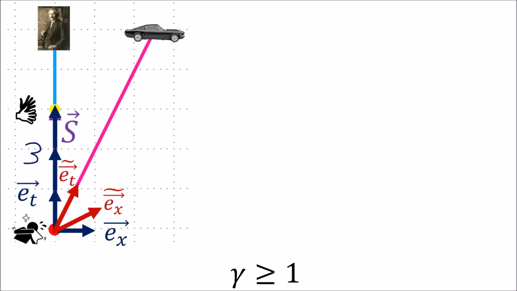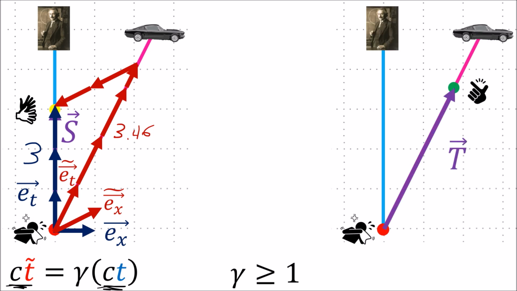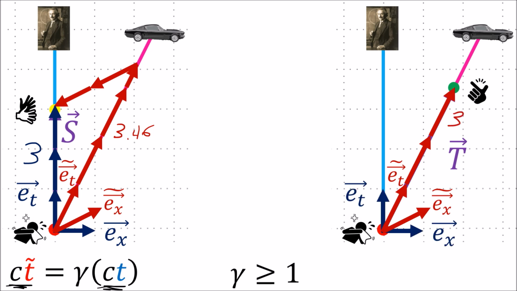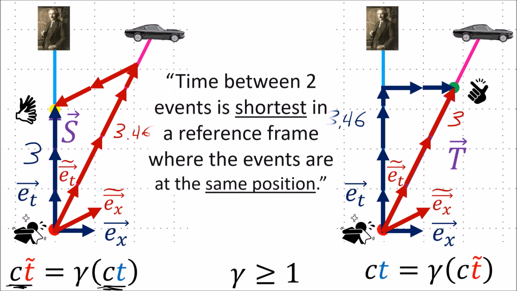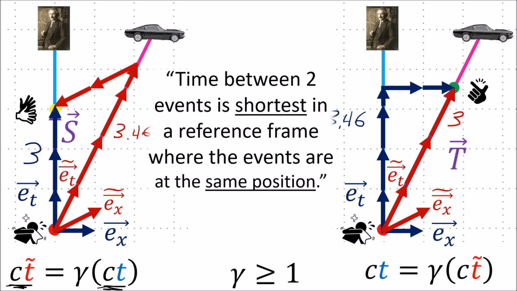In our space-time diagram, we can clearly see the s vector is made up of fewer time vectors in Einstein's frame, and so Einstein's time component ct is smaller than the car's time component ct tilde. But the t vector is made up of fewer time vectors in the car's frame, so here ct tilde is smaller than ct. Time between two events is always shortest when viewed from a reference frame where the two events happen at the same position.